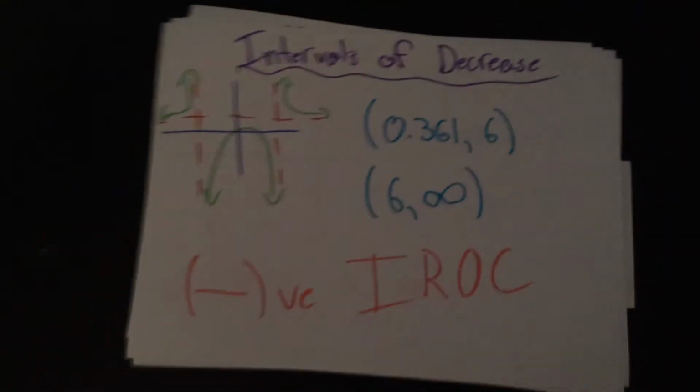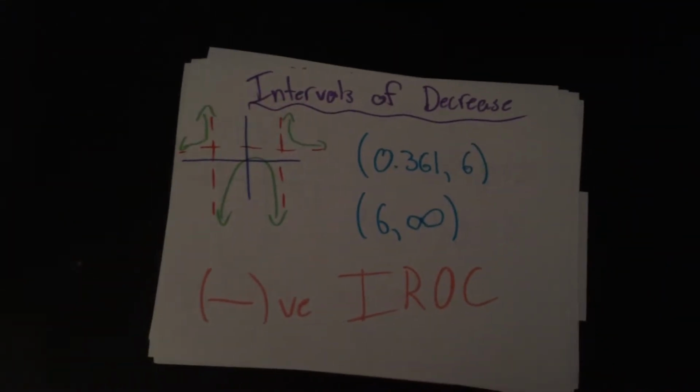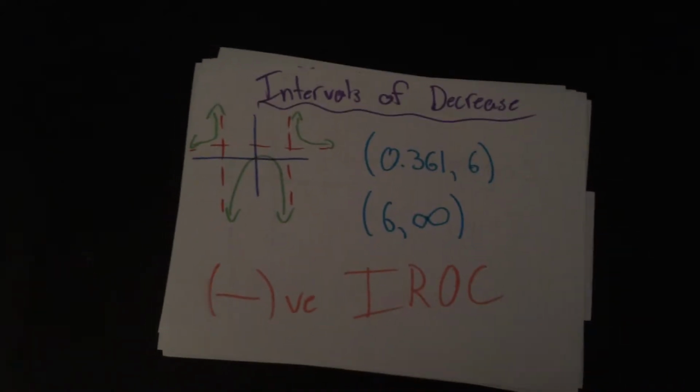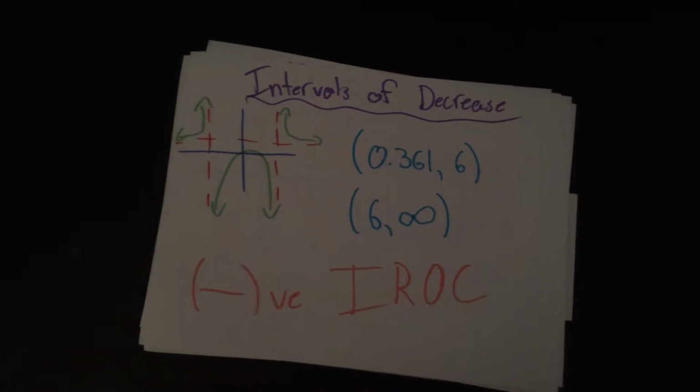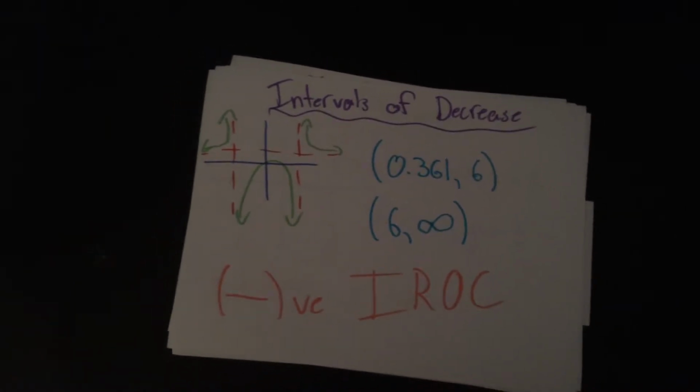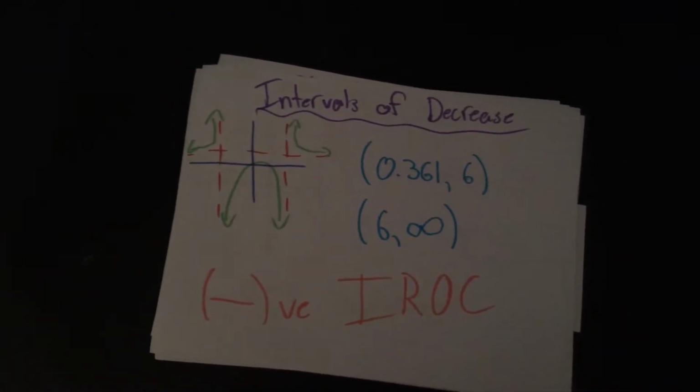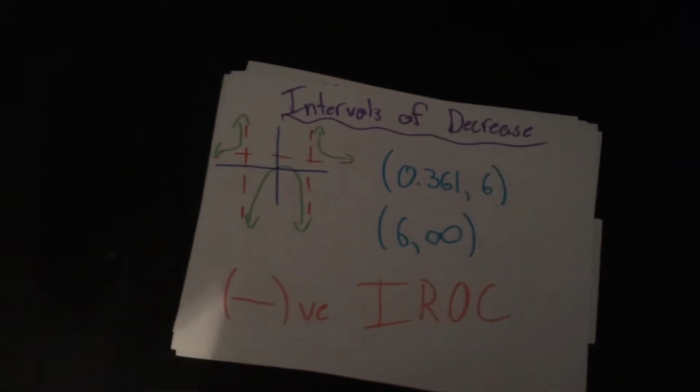The intervals of decrease for this function are 0.361 to 6 and from 6 to infinity. The curved brackets are because 0.361 has an IROC of 0, so just beyond this point up until 6, which is an asymptote, is the interval of decrease, and from 6 to infinity.